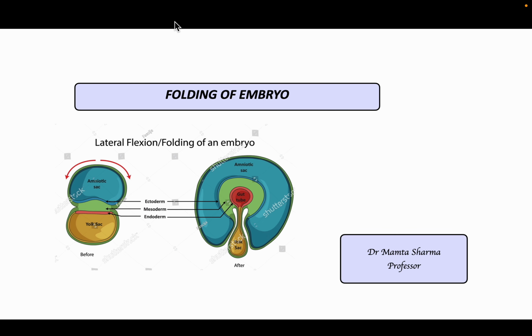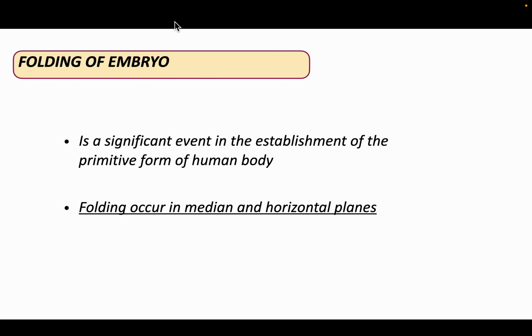Next lecture of general embryology. In this we will discuss the folding of the embryo. It is a significant event in the establishment of the primitive form of the human body. The folding occurs in median and horizontal planes.